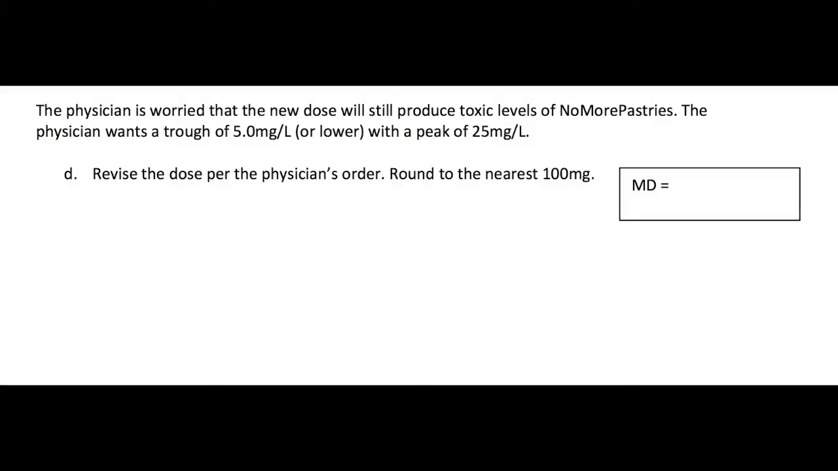Okay, so letter D. The physician is worried that the new dose will still produce toxic levels. The physician wants a trough of 5 milligrams per liter or lower, and a peak of 25 milligrams per liter. So basically, you have to now calculate a new dose, because the doctor is thinking this is going to cause toxic levels. If it's going to cause toxic levels, what does that mean? He wants to increase his interval, because if he thinks that's already too high, we have to administer the medication less frequently.